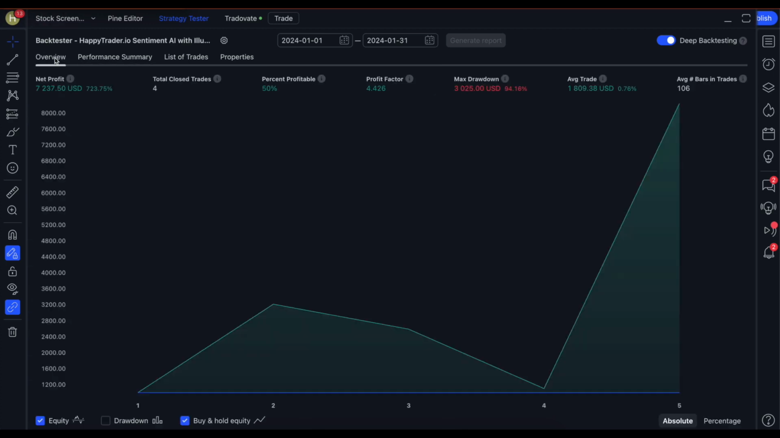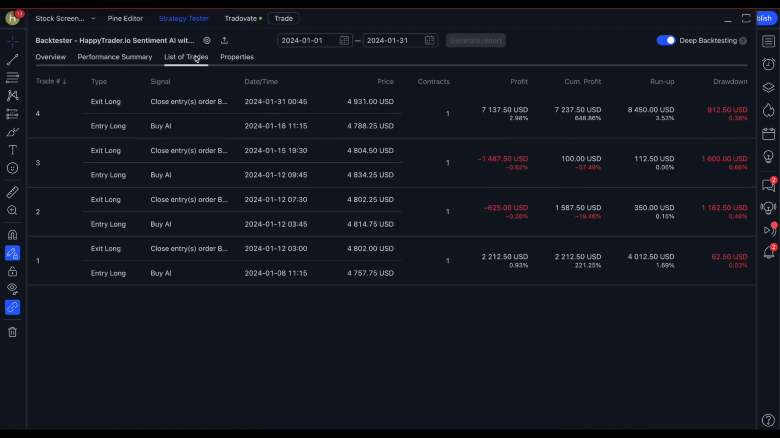So let's go back to the overview real quick. Okay, on this, we did 50%, so that's better, but it was only 4 trades. If we went down to a smaller time frame, it would be a lot less. It would be more like 1 out of 3 trades, and you can see the trades are right here, and that's really the proof in the pudding there.